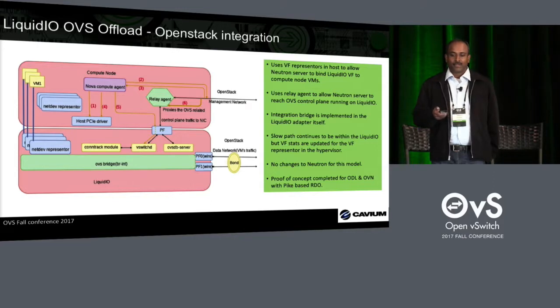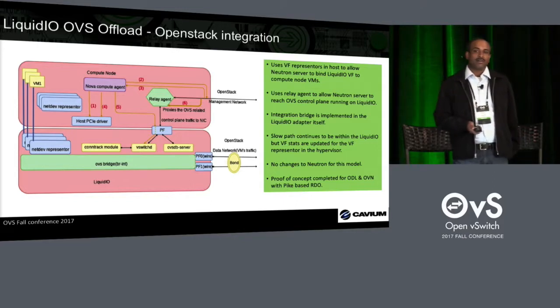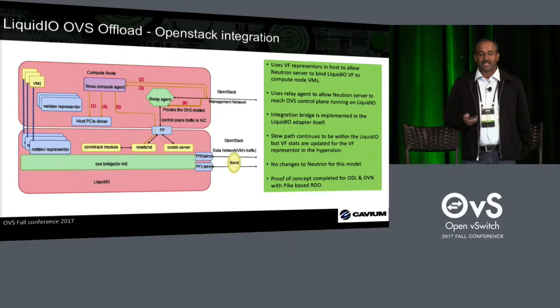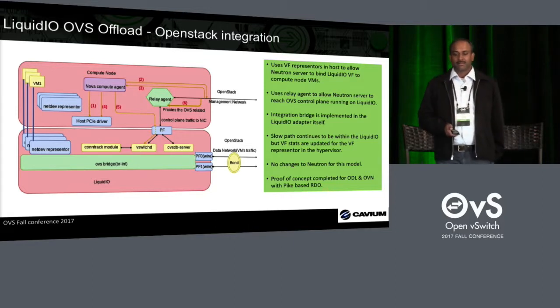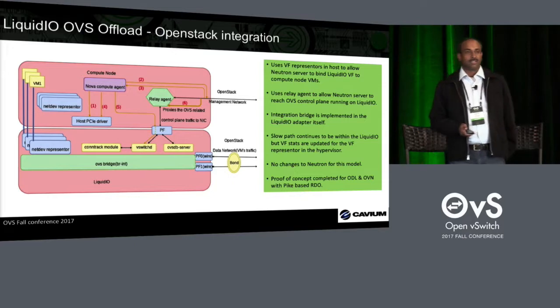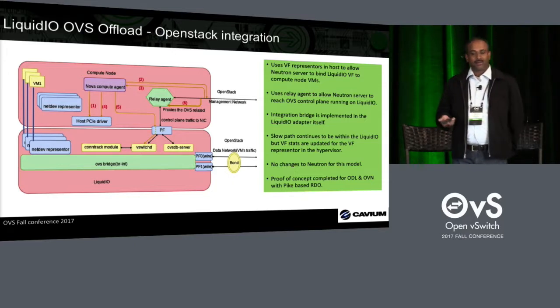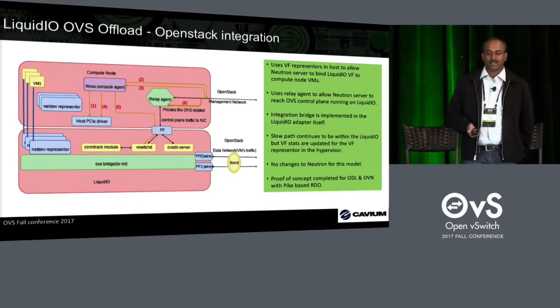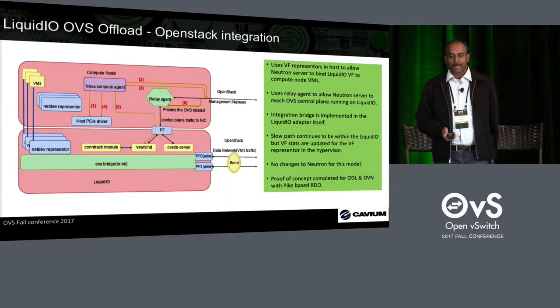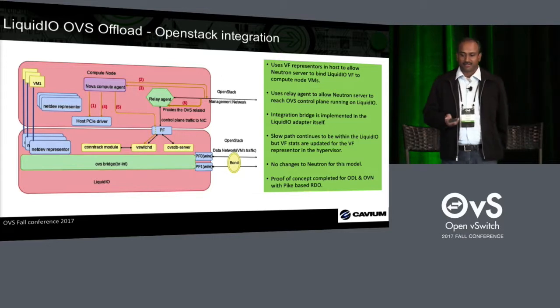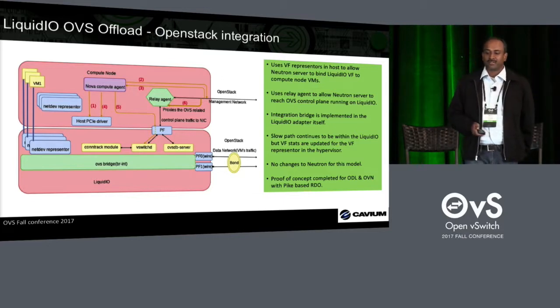And then since the control plane does not exist on the host anymore, we had to add a relay agent that allows those packets to then come to the control plane running on the LiquidIO. But again, the bond is managed by OVS. You can do everything that OVS would do typically in any OpenStack using any standard NIC adapter. And beyond the relay agent, there are not too many things that you need to change. There's no change to Neutron in this case, for example.